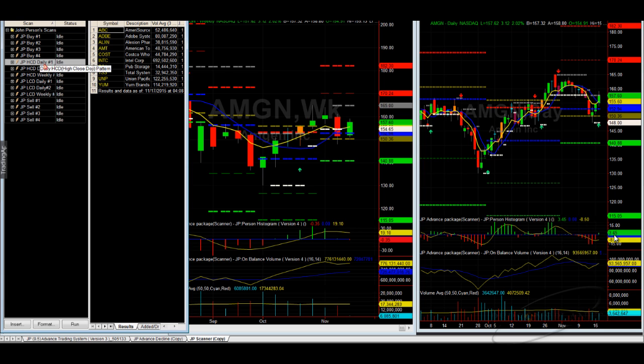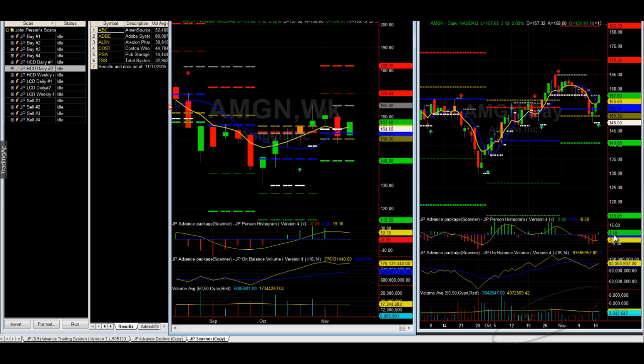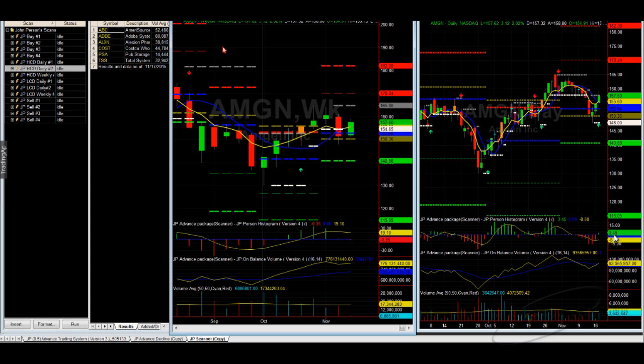By the way, we also wanted to put out a scan for you guys. Can you imagine, we didn't talk about the high close doji. The high close doji is a very powerful pattern that gives us definitive buy signals.